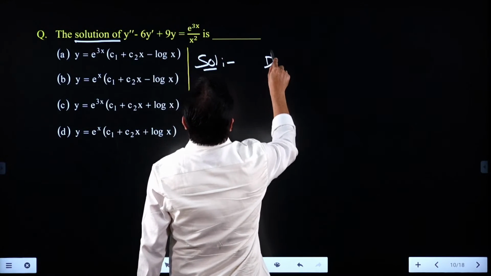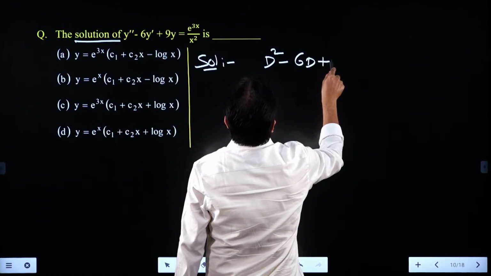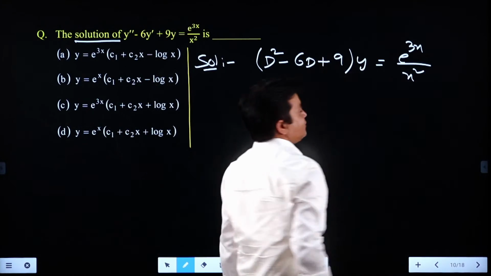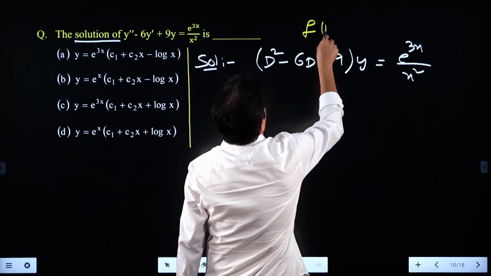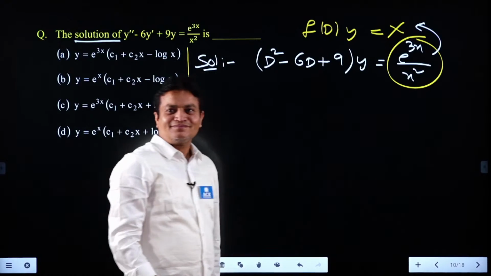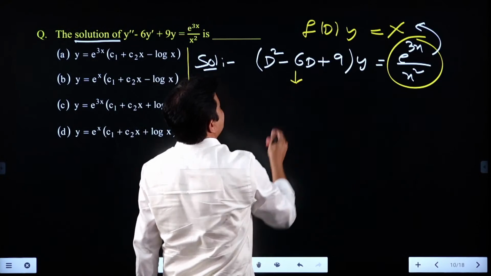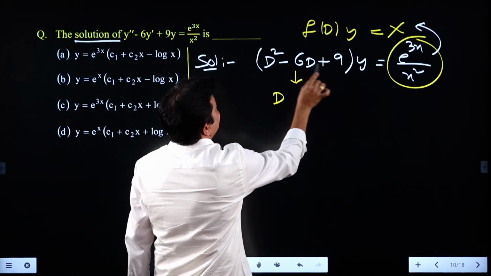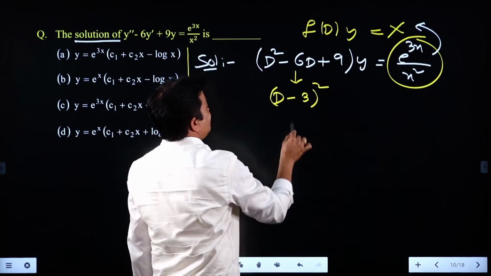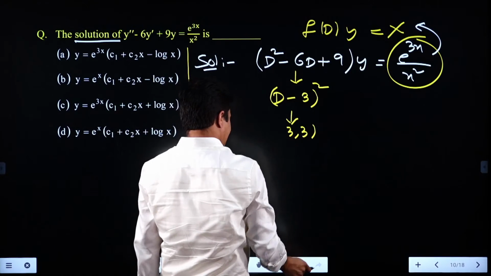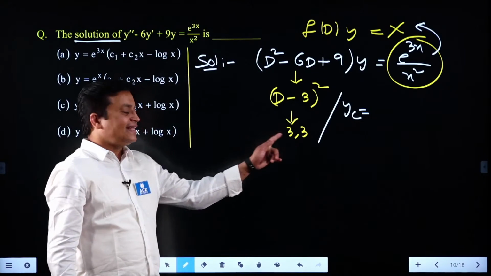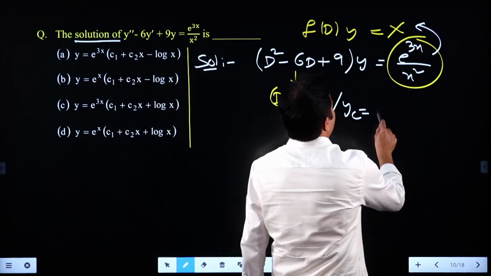Here y double dash means D square, 6y dash 6D, plus 9y, 9 into y equal to e power 3x by x square. So this is in the form f of D into y equal to capital X. This is capital X. Now, as usual, factors, roots important. Carefully observe: D square, it is 3 square, it is 2 into D into 3. So (D minus 3) whole square. That means roots are coming 3, 3. Based on that, yc equal to, repeated root 3 is repeated, (c1 plus c2x) e power 3x.